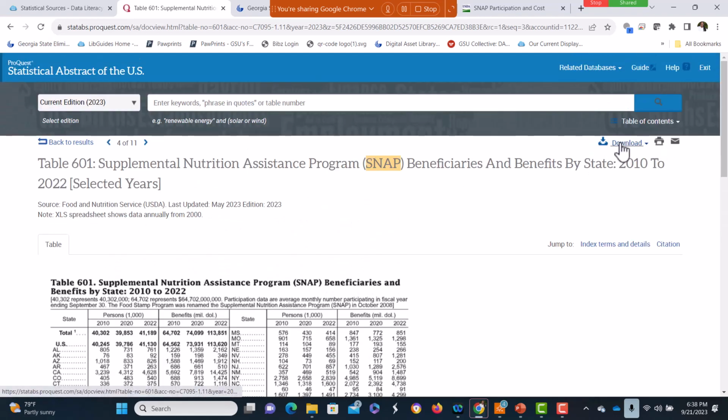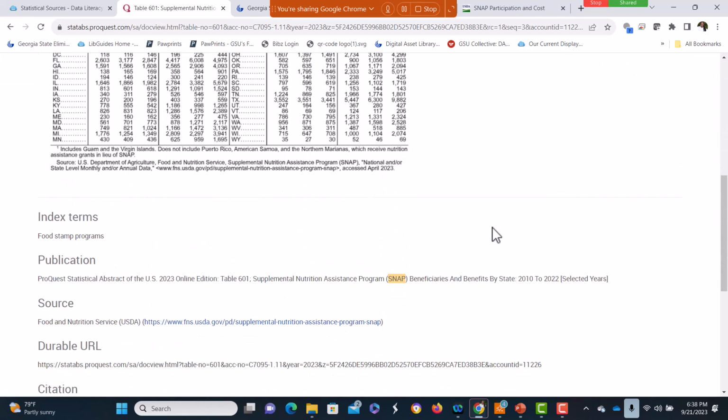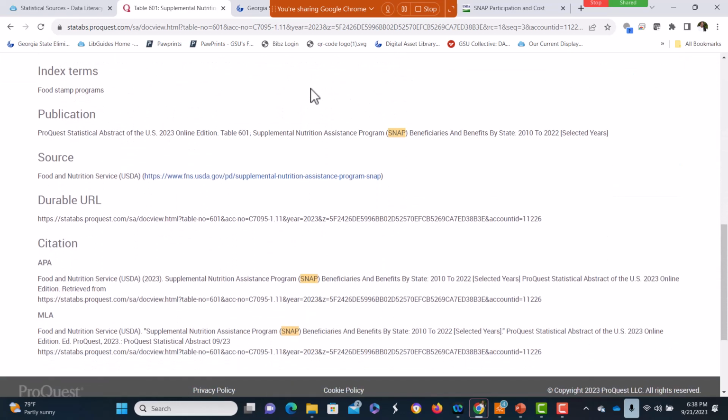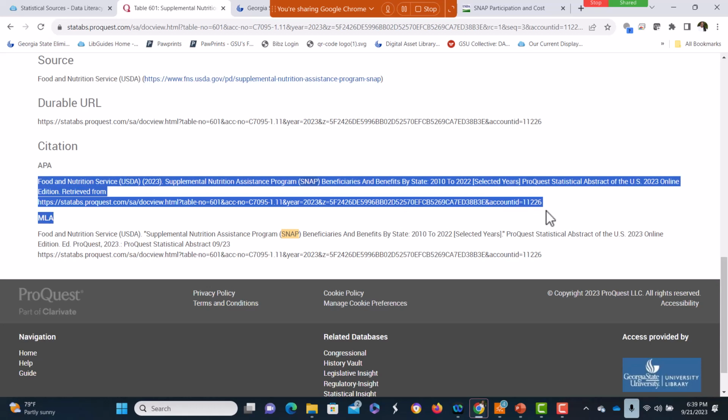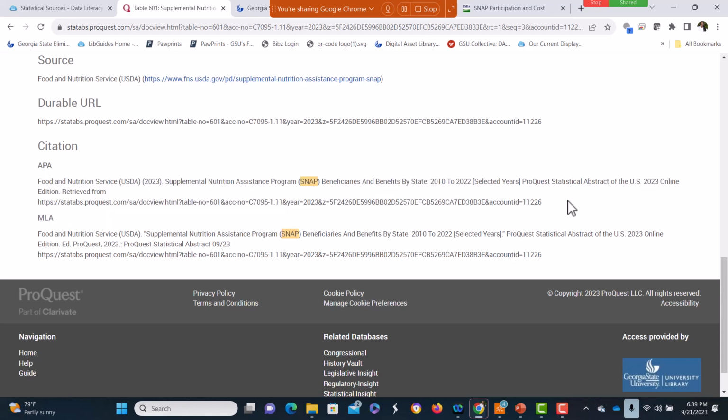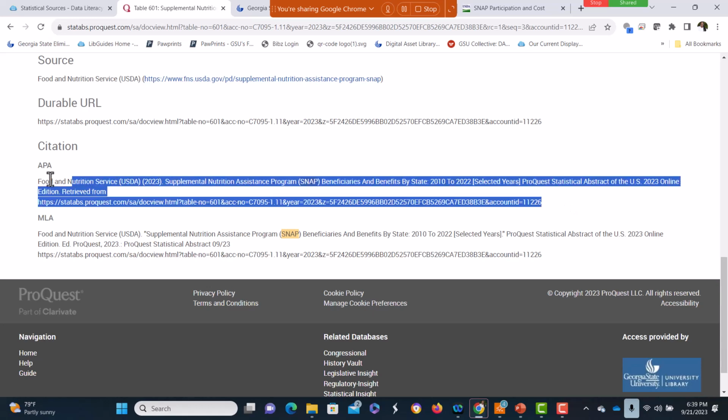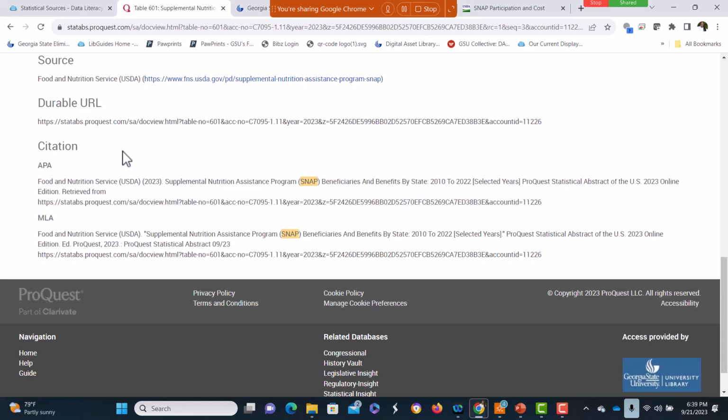You can download the table, but it also gives you the source of where they're getting the information. So this would take us right back to USDA. So if there were some other things we wanted to look at there, we could go back to the actual source. But this also gives you basic citation information in these two formats. So if this was something that you wanted to use in your paper, you could copy and paste, and that's already done for you. And that's a little easier, I think, than having to do it yourself from a website.